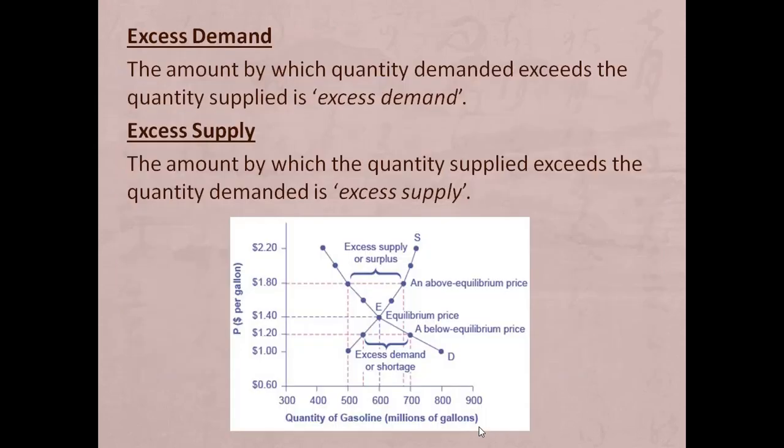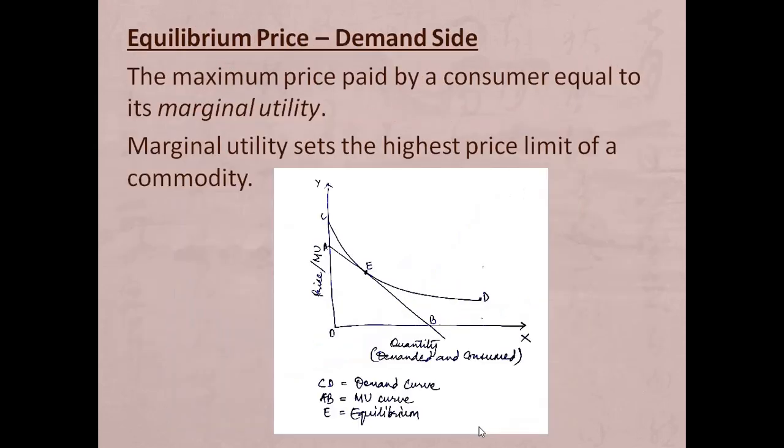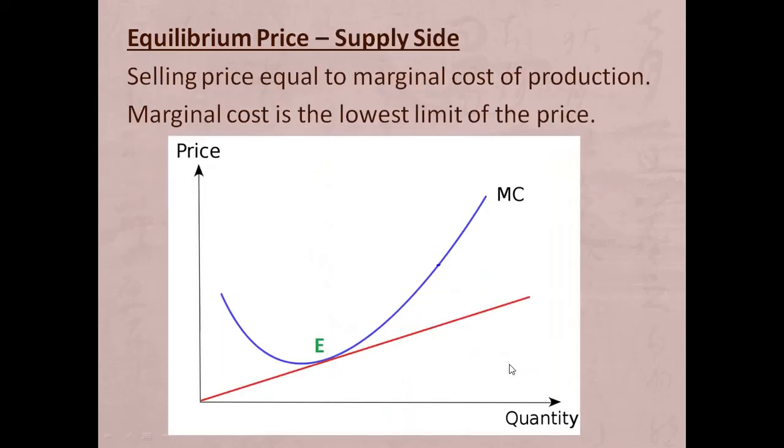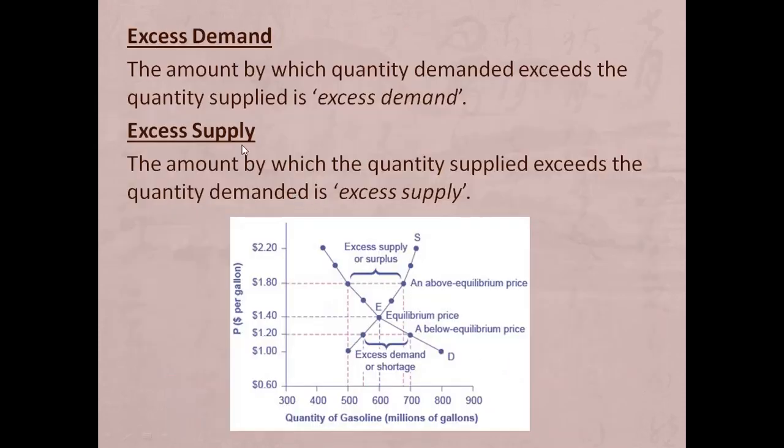So we saw that in case of equilibrium and disequilibrium, this disequilibrium is quite interesting because it has two aspects, that is excess supply and excess demand. So let us discuss them. Now what is excess demand? Whenever the amount by which the quantity demanded exceeds the quantity supplied, it is known as excess demand.